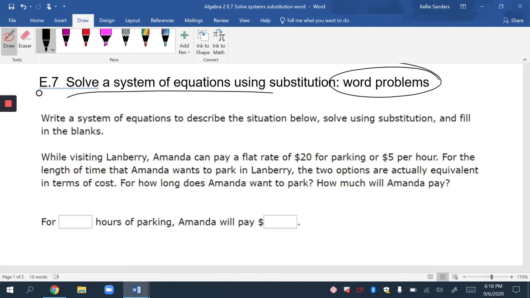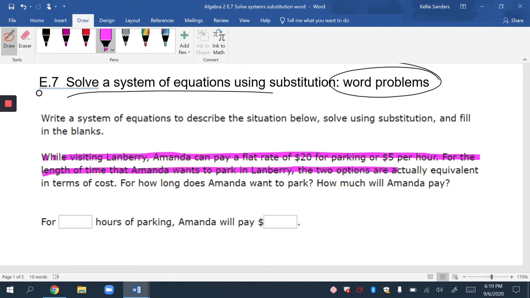So write a system of equations to describe this situation below. Solve using substitution and fill in the blanks. While visiting Landberry, Amanda can pay a flat rate of $20 for parking or $5 per hour. For the length of time that Amanda wants to park in Landberry, the two options are actually equivalent, which means that they are equal in terms of cost. For how long does Amanda want to park? How much will Amanda pay?